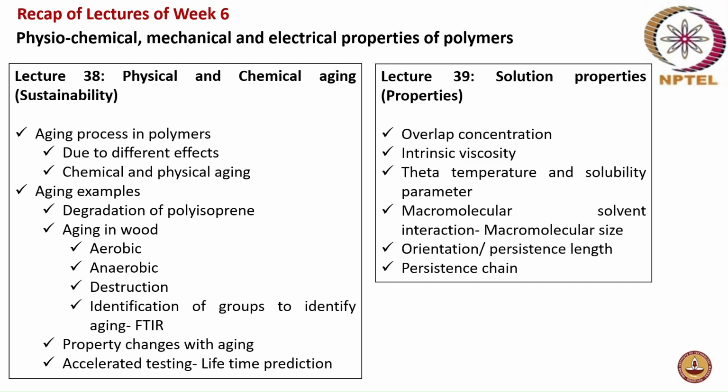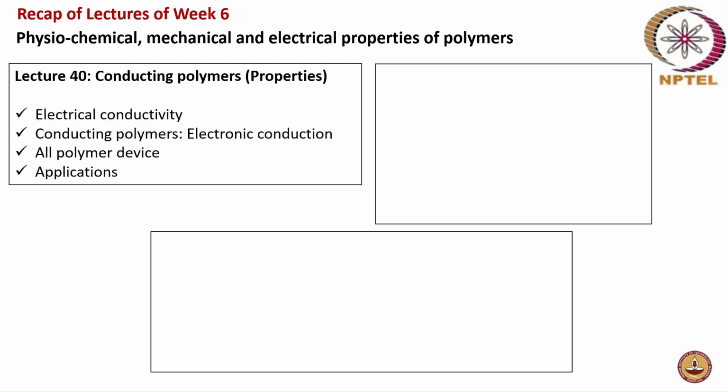The next lecture was on conducting polymers. First of all, electrical conductivity and ionic conductivity, these basic terminologies, the concept of charge and the number of charge units were all discussed. And then conducting polymers, where electronic conduction in polymers, how it happens, requires a certain amount of doping as well. And what are the different conducting polymers?